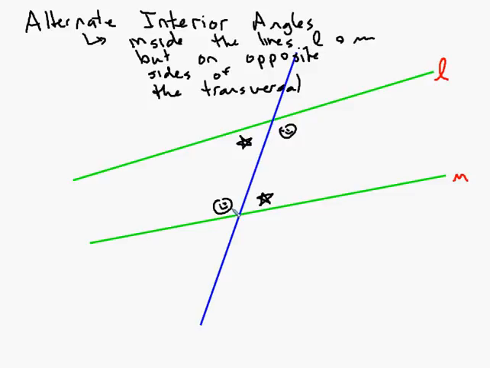Why don't you just mark them all with a star? Well, because then that would be confusing, because then I would have these starred, and those are not alternate interior angles. Okay? Those are something else. Are we gonna learn what that something else is? Yes, we are.